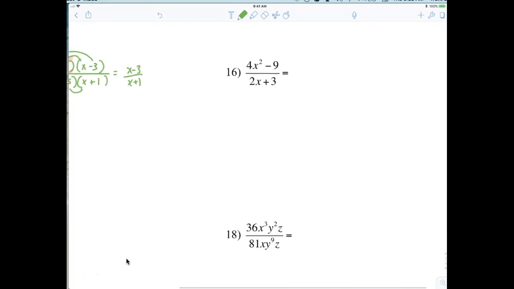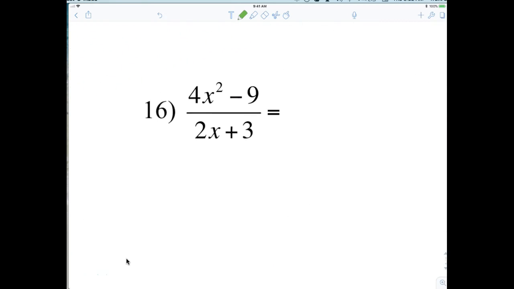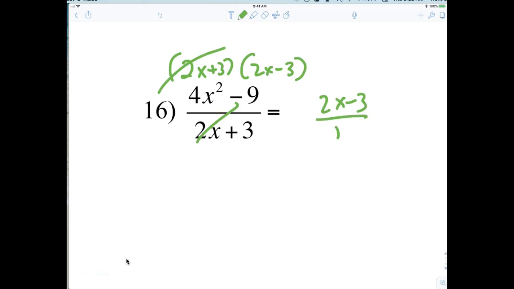All right, here we go. Okay, 4x squared minus 9 just factors into 2x plus 3, 2x minus 3, right? And the 2x plus 3s cancel, so you're left with 2x minus 3 over 1 or just 2x minus 3, I don't care.